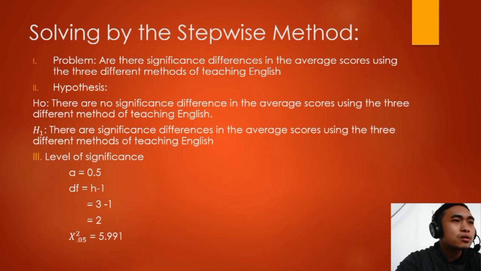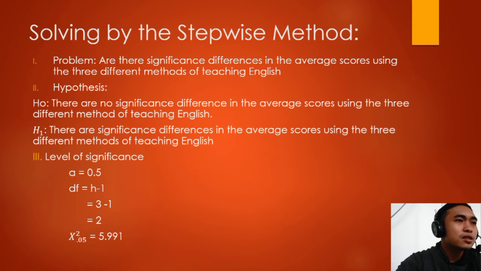So solve the problem. Are there significant differences in the average score using the three different methods of teaching English? So we have here two hypotheses, the null hypothesis and the alternative hypothesis. The null hypothesis: there is no significant difference in the average scores using the three different methods of teaching English. And for the alternative hypothesis, there is a significant difference in the average scores using the three different methods of teaching English.